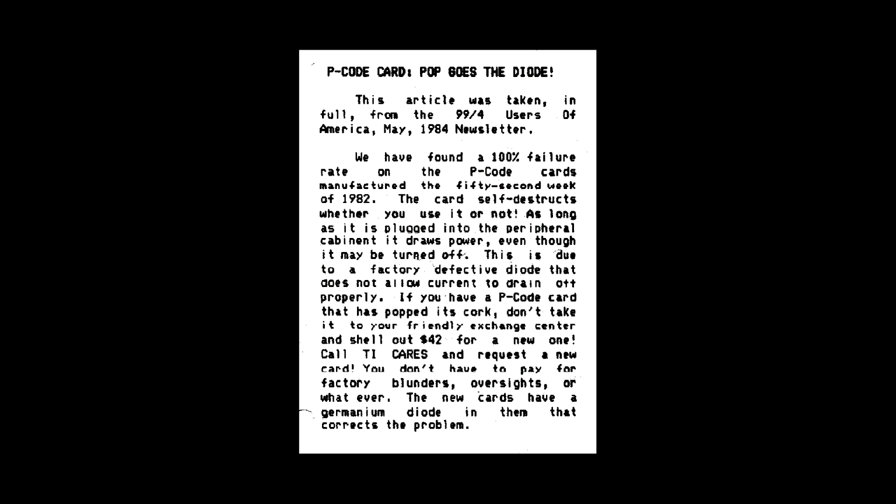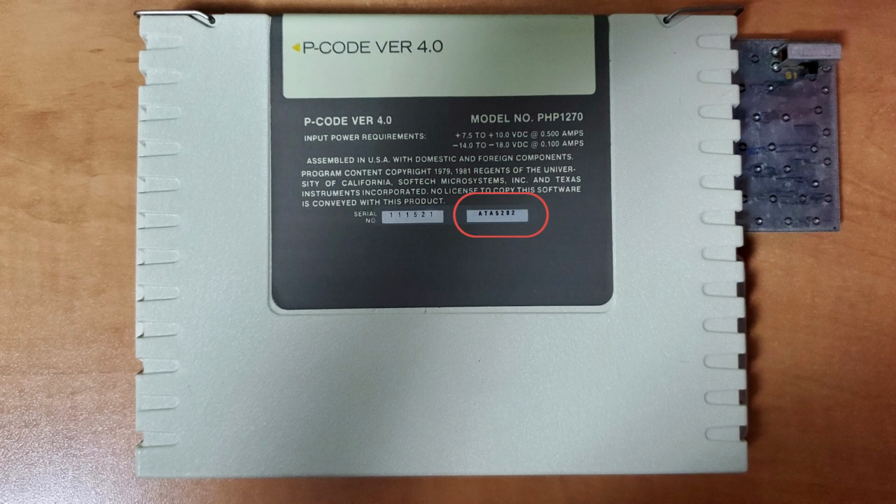These issues might have been specific to one production run, as back in the day 99'er Users of America reported, "Pop goes the diode! We've found a 100% failure rate on P-code cards manufactured the 52nd week of 1982." And, as it happens, I can confirm I have a P-code card with that date stamp and that issue. So I'm inclined to think that's true.